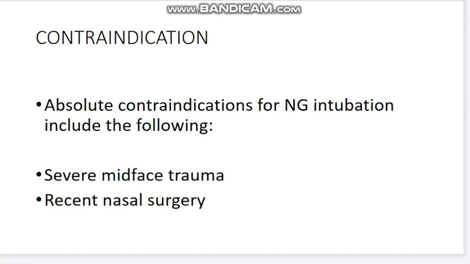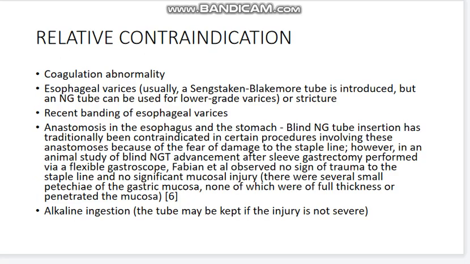Absolute contraindications for an NG tube: severe mid-face trauma and recent nasal surgery. Relative contraindications: coagulation abnormality and esophageal varices, but an NG tube can be used for lower grade varices or stricture. Also recent banding of esophageal varices and anastomosis of the esophagus and stomach. Blind NG tube insertion has traditionally been contraindicated in certain procedures involving an anastomosis because of fear of damage to the staple line. In alkaline ingestion, the tube may be kept if the injury is not severe.